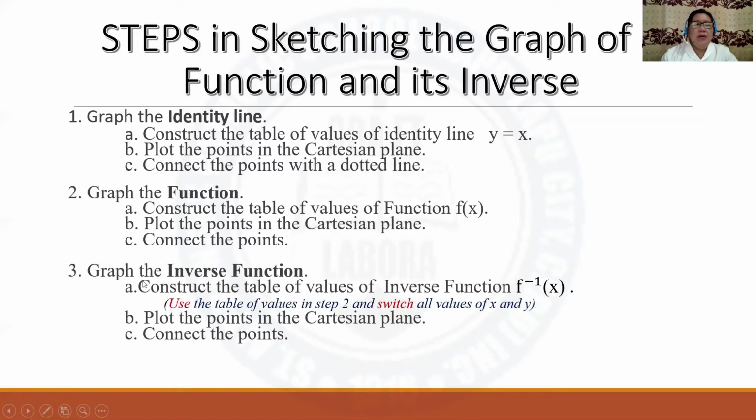Then number 3, you have to graph the inverse function. Still, you have to construct the table of values of the inverse function. You can use the values in step 2 and switch all values of x and y. Then plot the points in the Cartesian plane and then connect the points. Take note, after sketching the graph, you have to label the graph completely.